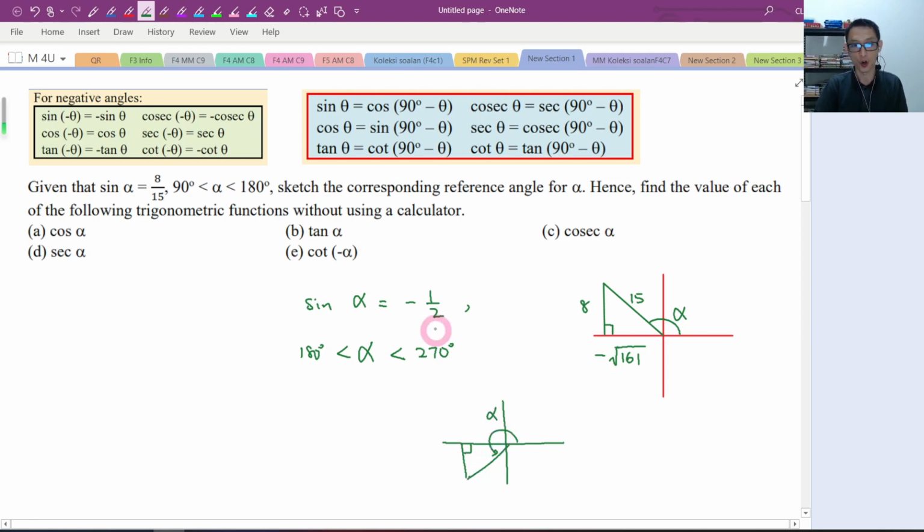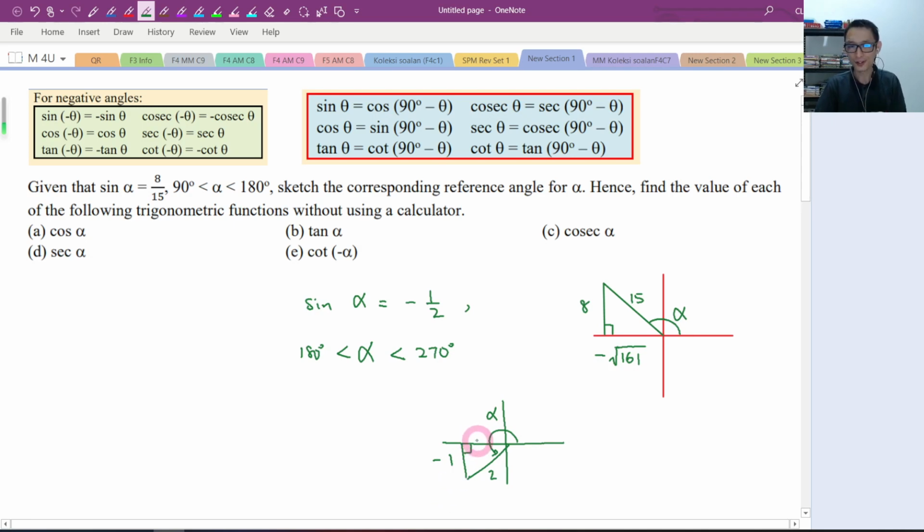SOH, opposite over hypotenuse, but you see a negative sign. The problem is, how do we fill in the negative? So we have to put -1 or -2. Remember what I told you just now, the hypotenuse will always be positive. So in this situation, we go downward like this, right? So we are going to add a negative over here.